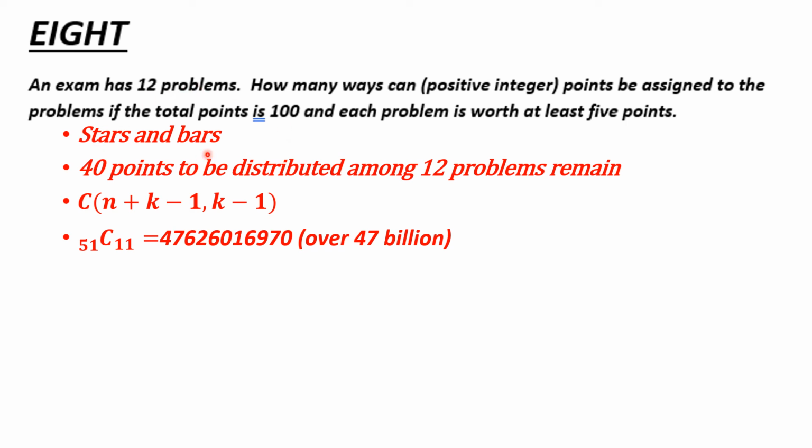Now this is what we referred to as a stars and bars problem. So 40 points are to be distributed among 12 problems remaining. So in the jargon that we used when we proved the theorem, we have 40 points is N, and K is 12 problems. So it is a combination. It is N plus K minus 1, choose K minus 1. And so when you choose that, 40 plus K minus 1 is 51, and then K minus 1 is 11. So it's 51 choose 11. It is this number. This is something over 47 billion.